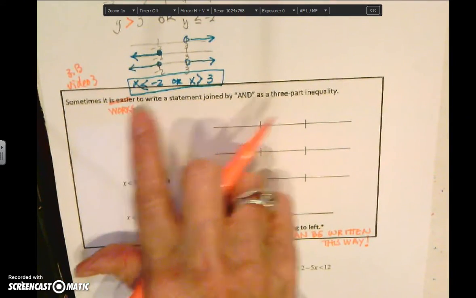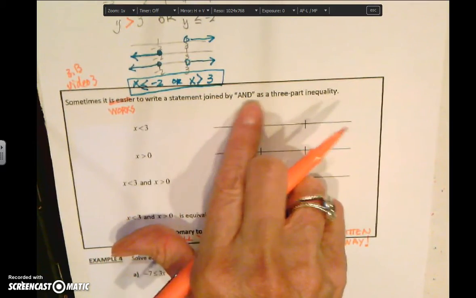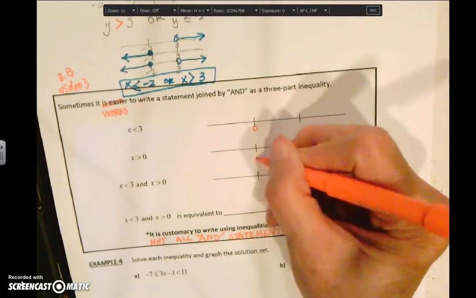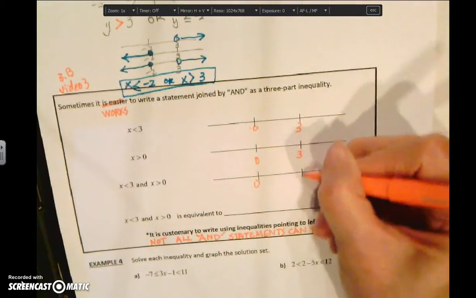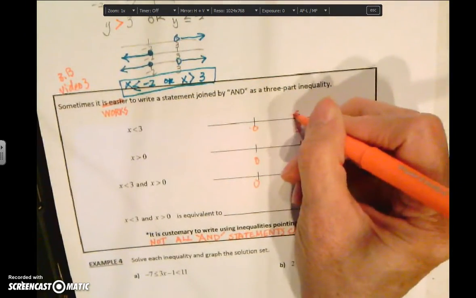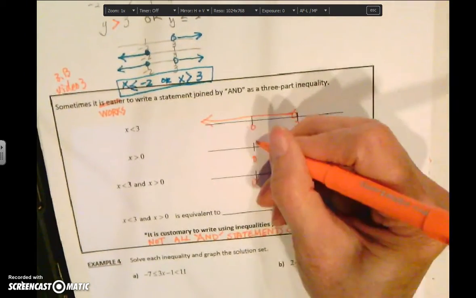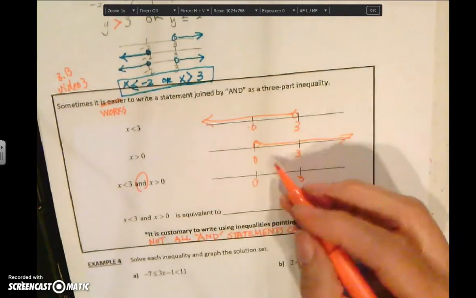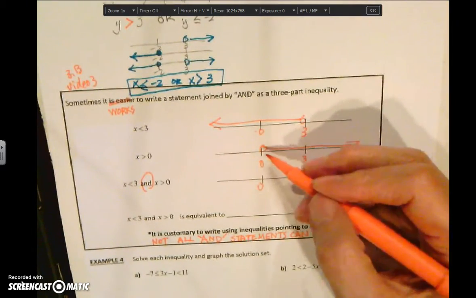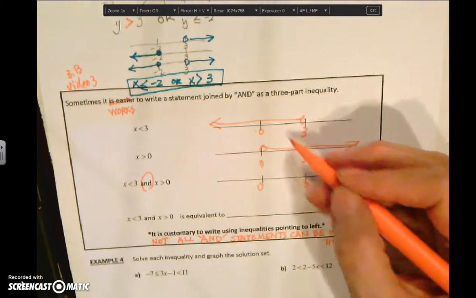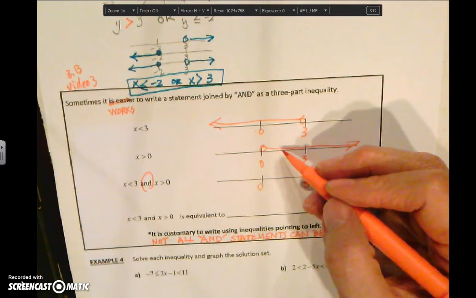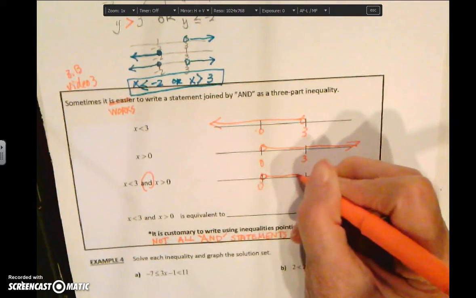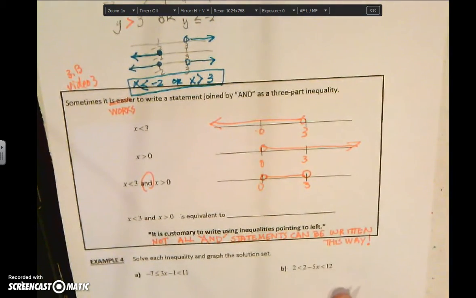Sometimes it works to write a statement joined by "and" as a three-part inequality, as in this case where I have my 0 and my 3. I have x is less than 3, x is greater than 0, and because it's the word "and," remember, when we do an "and," we want the numbers that are in both the first one and the second one, which ends up being the ones that go from here to here in this case.